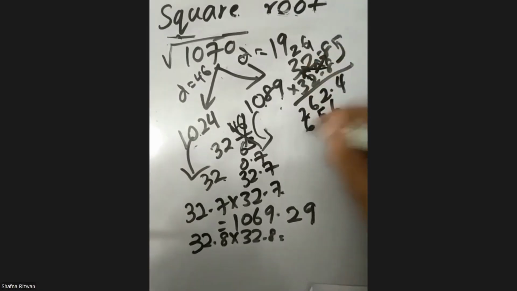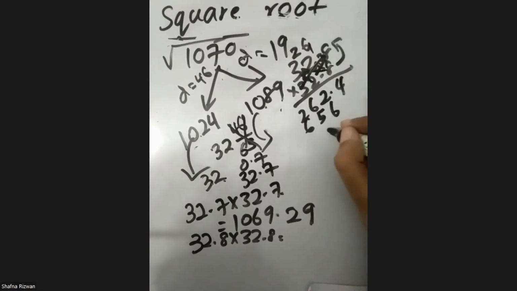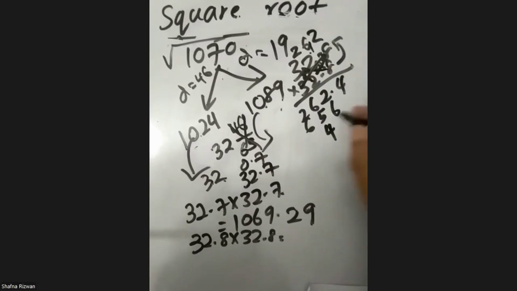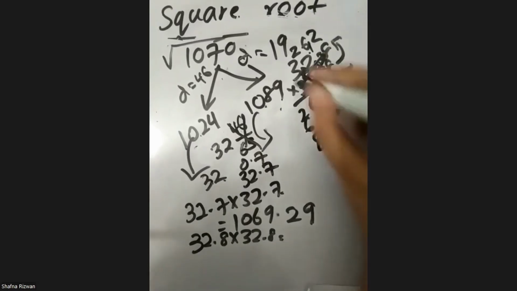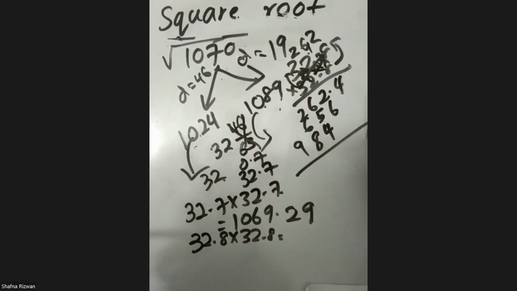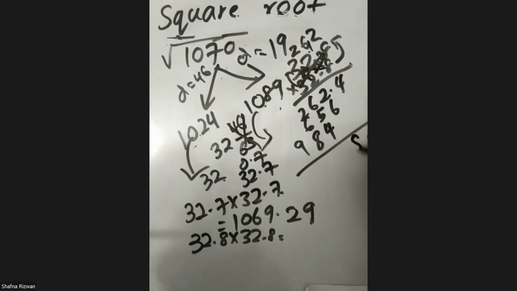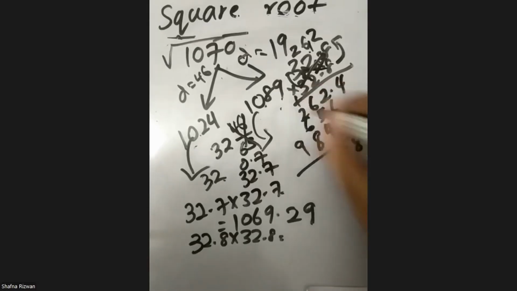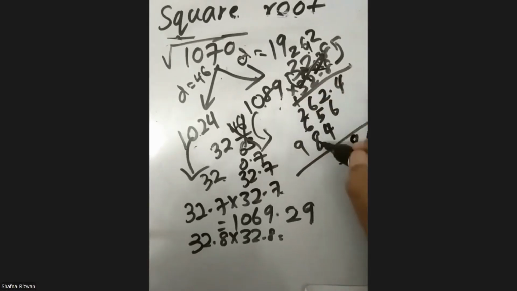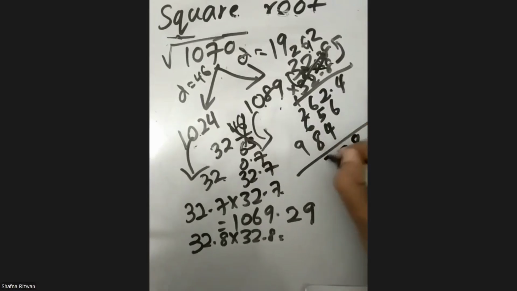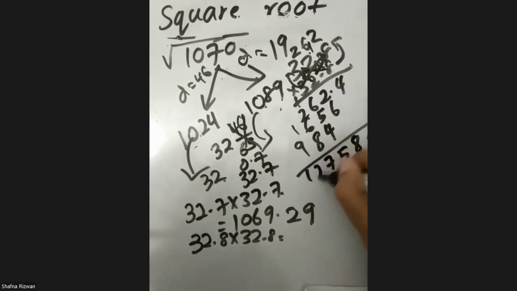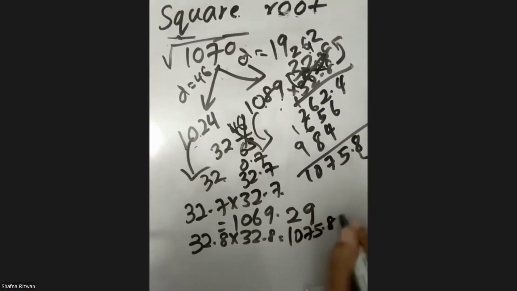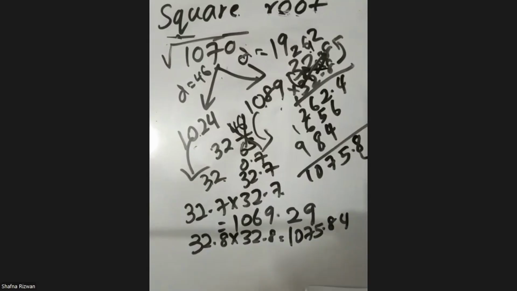3 2s are 6. 3 8s are how much? That is 24. 3 2s are how much? That is 6 plus 2 is 8. 3 3s are 9. Now let's add. 4, 6 plus 2 is 8, 6 plus 5 is 11, plus 4 is how much? 15. 6 plus 2 is 8, 8 plus 8 is 16, plus 1 is 17. 9 plus 1 is 10. Two decimal places, take it to this side. 1075.84.